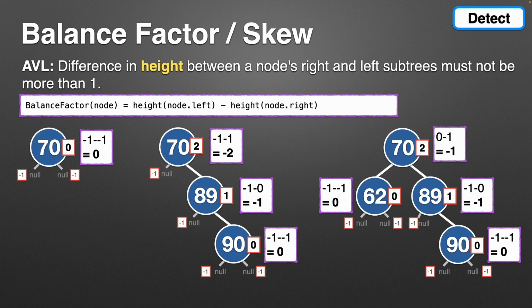Here, for 89, we're doing the left child of 89, which is -1, minus the right child, which is 0. So -1 minus 0, we get -1 there. Okay, that's fine. It's not a difference that's larger than 1. And when I say the difference must be within 1, like plus or minus 1.